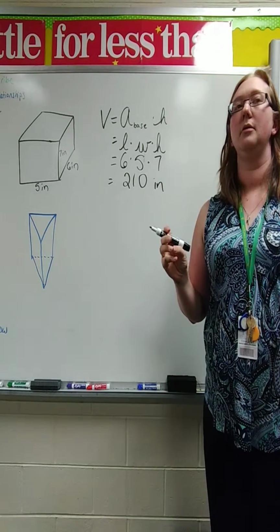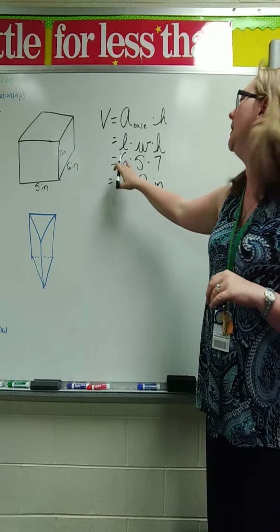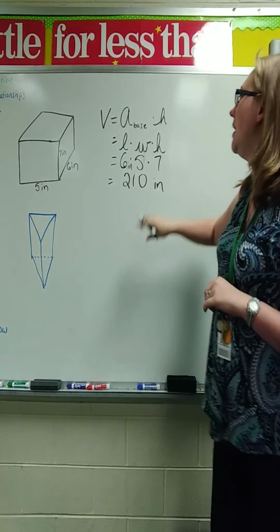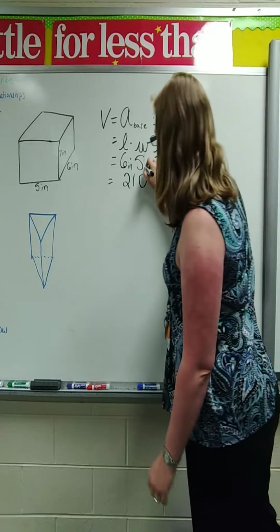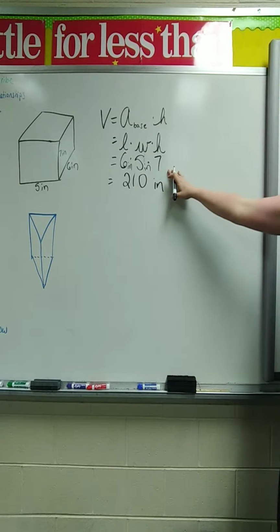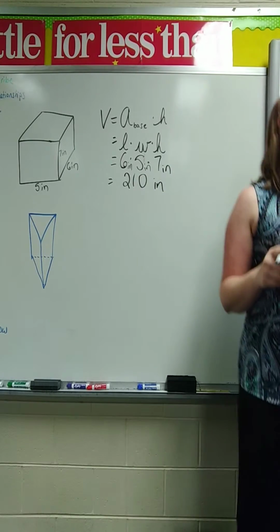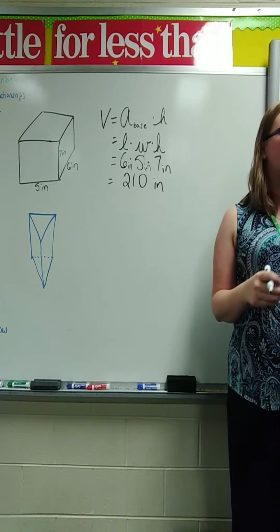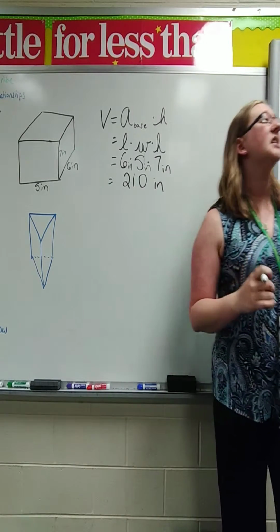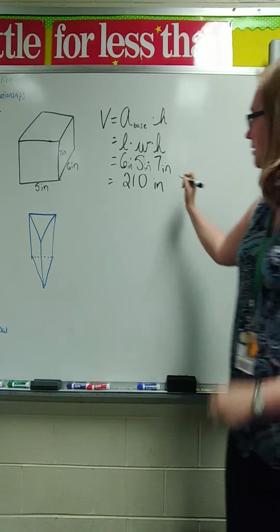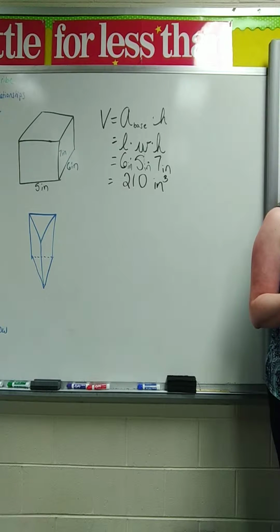Hold on. Because this 6 isn't just a 6, it's 6 inches. And this 5 isn't just a 5, it's 5 inches. And this 7 isn't just a 7, it's 7 inches. So if I have inches times inches times inches, that means that I have that dimension 3 times. So the exponent needs to be a 3. And we call that cubed.